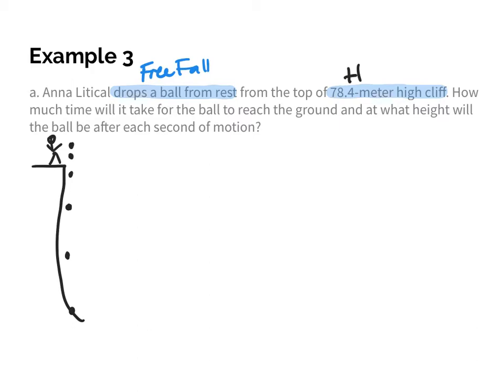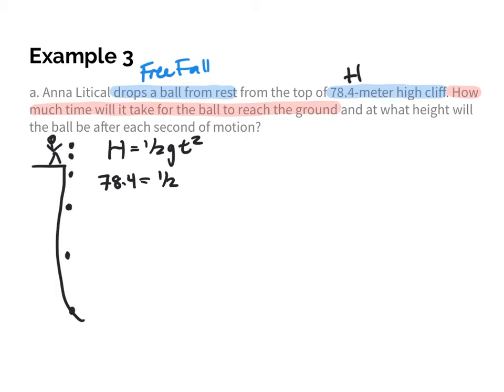And I want to know how much time will it take. So how much time will it take to reach the ground? And we'll worry about that second question in a second. Okay, so we're going to use that height equation. So again, the equation of height, H equals 1/2 gt squared, is going to relate the height of this object at certain points of time. So if I know the height of 78.4 meters, I know that that value is going to go into my equation for H, 78.4, and my goal is to figure out the time it takes to reach the ground.